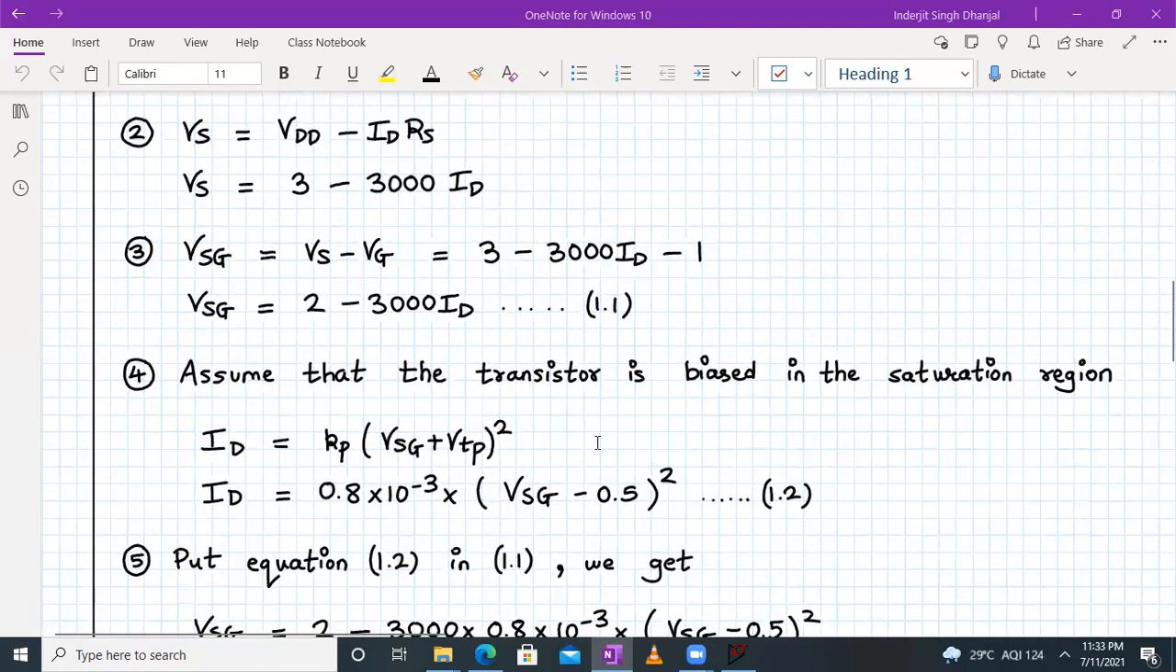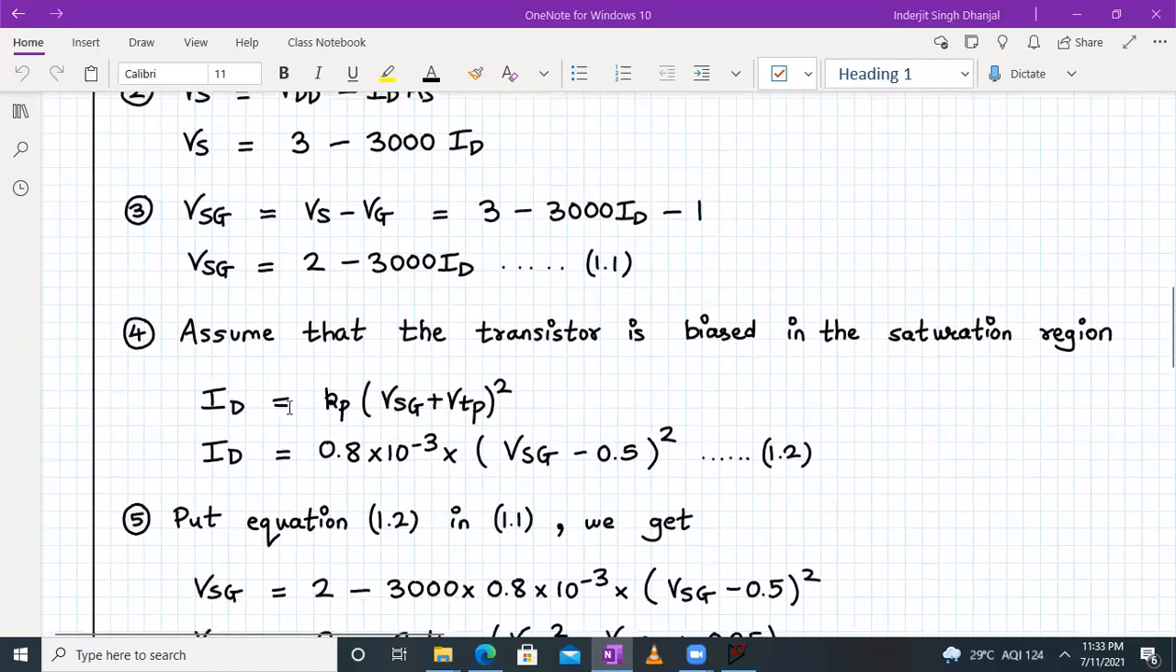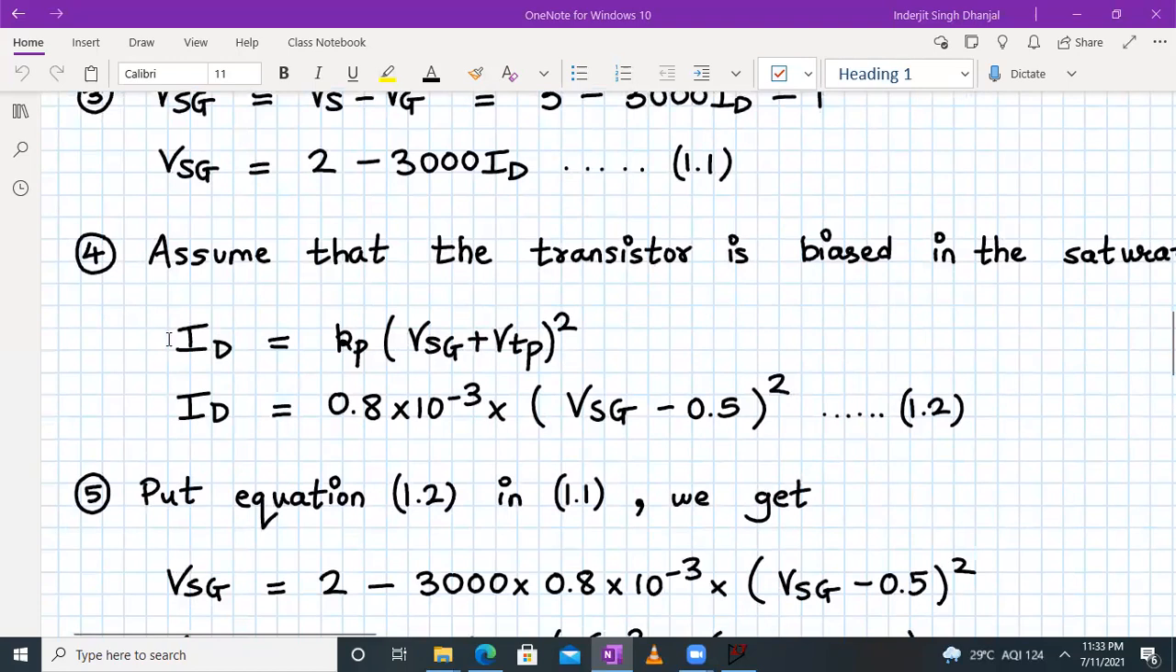Next we assume that the given transistor is biased in the saturation region. Regarding that, the drain current formula for a PMOS is written as follows. It is given by ID is equal to Kp times VSG plus VTP the whole square. Remember there is some change in this. Earlier for NMOS we used to write minus, but here it is a plus sign. Again I repeat, ID will be given by Kp times VSG plus VTP the whole square.